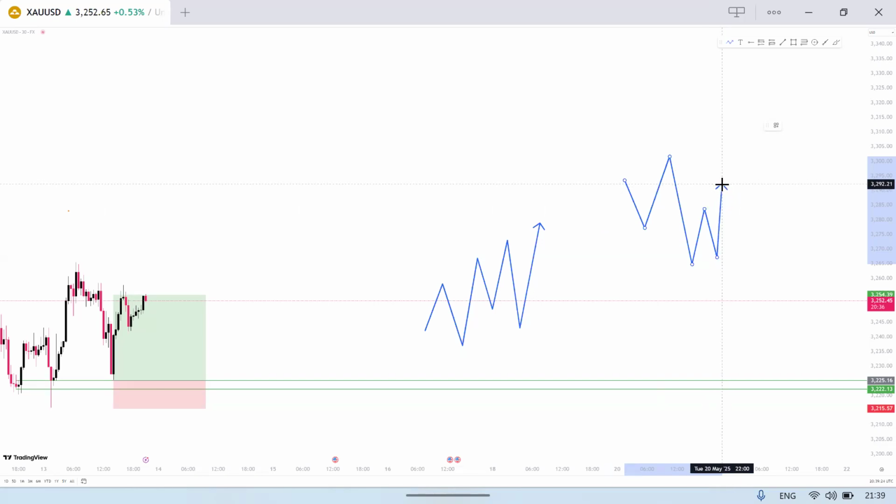You expect price to come to take out this B, then continue to the downside. So that's for sell side.